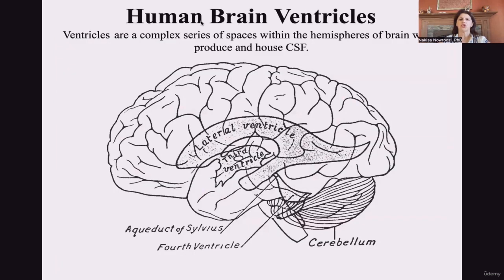Here we are looking at human brain ventricles. Again, ventricles are a complex series of spaces within the hemisphere of brain, which produce and also house cerebrospinal fluid. So we're looking at lateral ventricle here, below septum pellucidum. We have third ventricle around the thalamus. You have cerebral aqueduct. Aqueduct of Sylvius is also cerebral aqueduct, which is connecting the third ventricle to fourth ventricle. And this is your cerebellum, and this is your cerebrum, and this is your spinal cord.